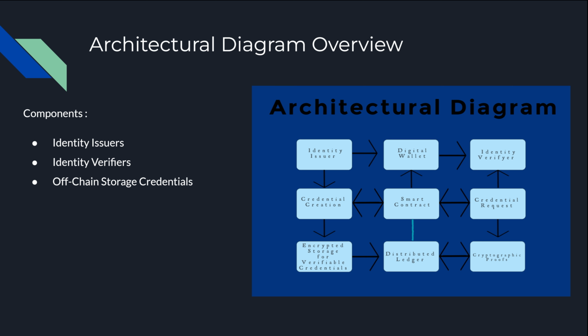User wallets will allow individuals to store their DIDs and verifiable credentials. Users can share the credentials with third parties to verify the identity in a decentralized manner. The distributed ledger is, of course, the blockchain, and the cryptographic proofs are the mathematical evidence that verifies the authenticity of identity data without exposing the actual credentials. And these components consist of identity issuers, identity verifiers, and off-chain storage credentials.